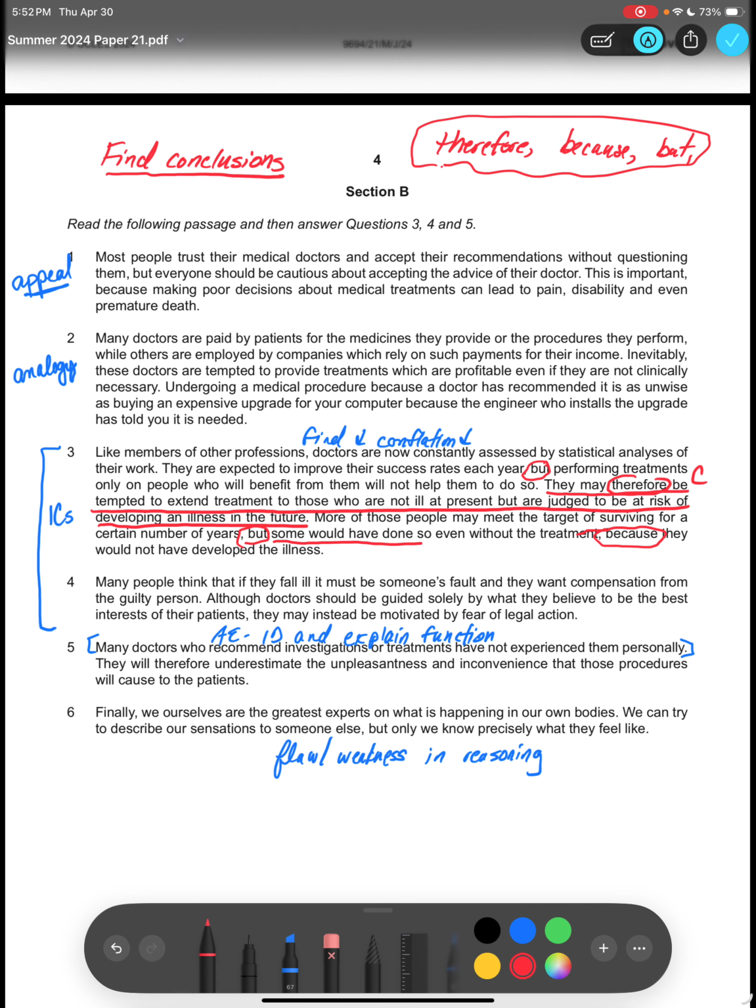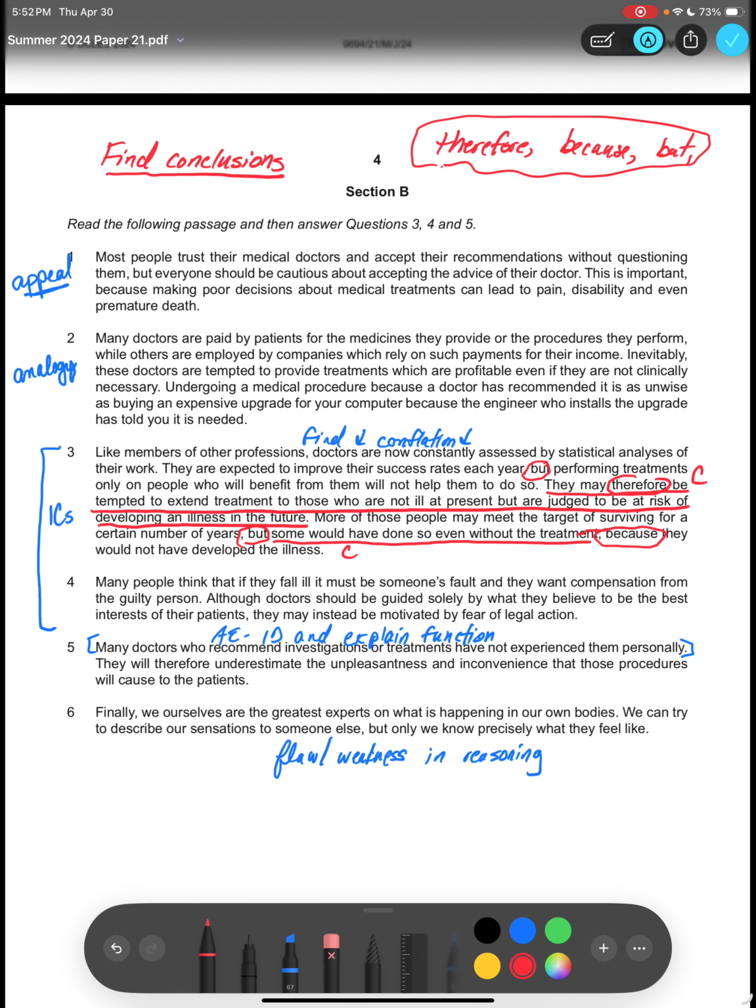Okay? Why would they have done that? Because they would not have developed the illness. So that's another likely IC there. In fact, I'm going to go ahead and tell you that is definitely a conclusion of some sort.